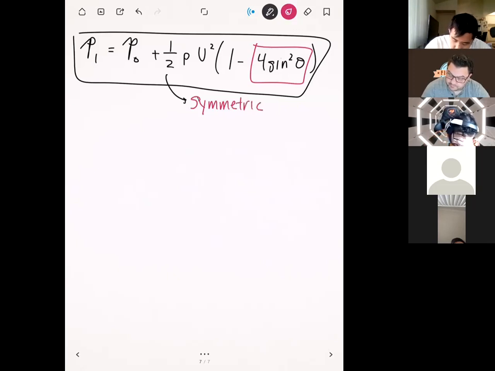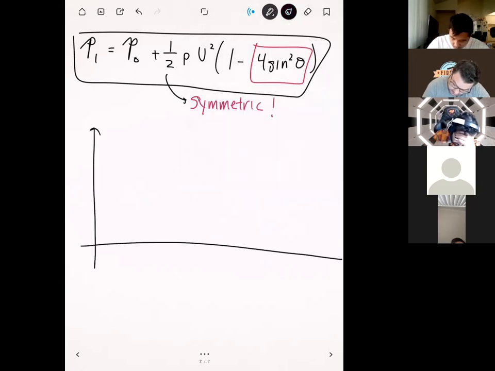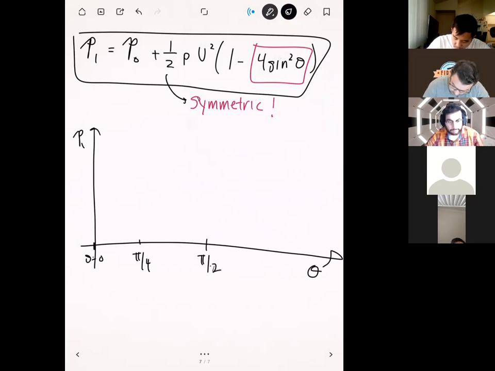What do I mean by that? If we make a plot, on the y-axis right here, we'll have pressure. So this is P1. And on the x-axis here, we have theta. At the origin, theta is equal to 0. This might be theta is equal to, let's say, pi over 4. This is pi over 2. This is 3 pi over 4. And then we'll get to pi.